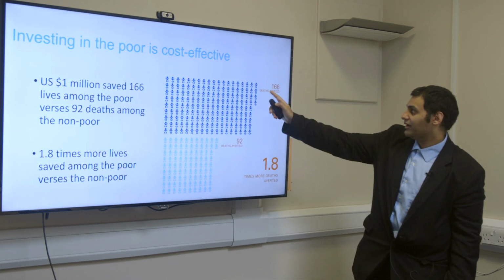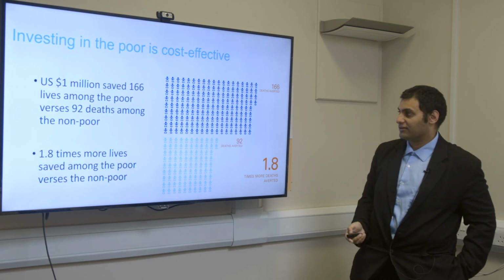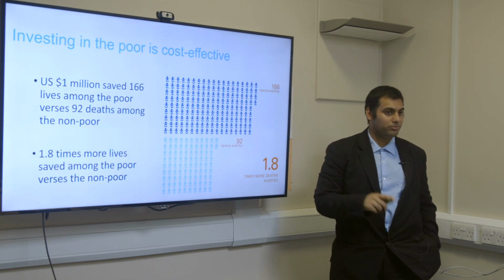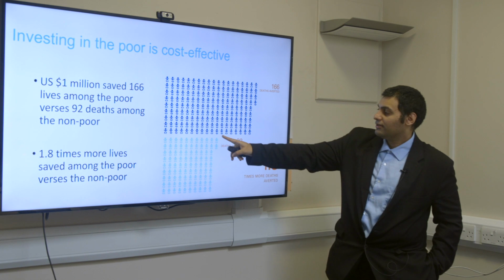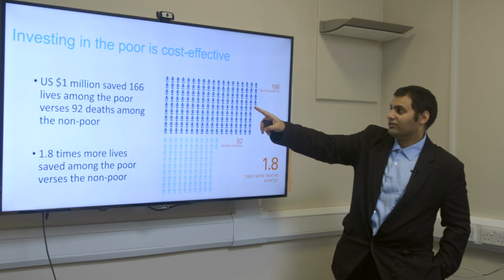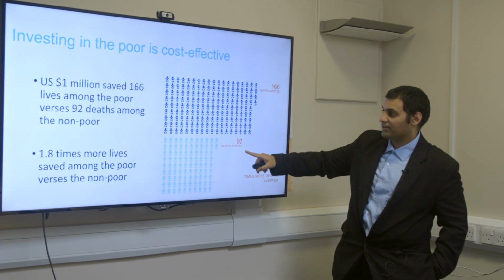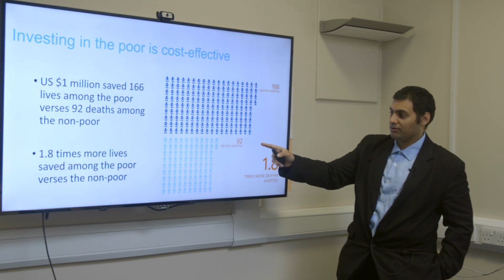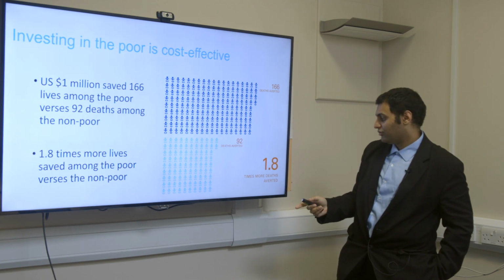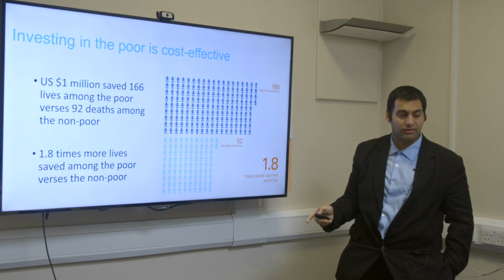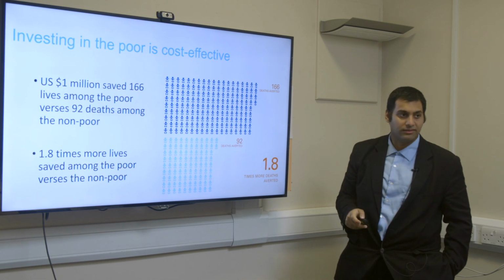And in terms of being cost effective, this is something also that Dr. Rudon pointed out. In terms of spending, let's say, US $1 million in one group versus the other, they're showing that spending US $1 million on average saved 166 lives among the poor versus 92 deaths among the non-poor, which is 1.8 times more lives saved among the poor. So that was the case for cost effectiveness of investing in the underreached and underserved populations compared to the better off.